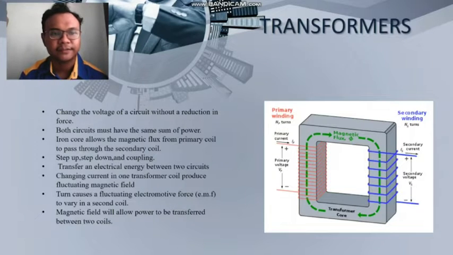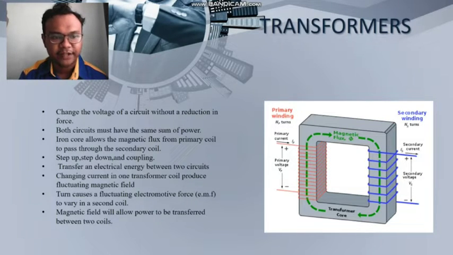Lastly, the transformer. A transformer can change the voltage of a circuit without a reduction in power. Both circuits must have the same power, so that if the voltage is higher, the current must be lower. The iron core allows the magnetic flux from the primary coil to pass through the secondary coil. We have three types of transformer, which are step up, step down, and coupling.